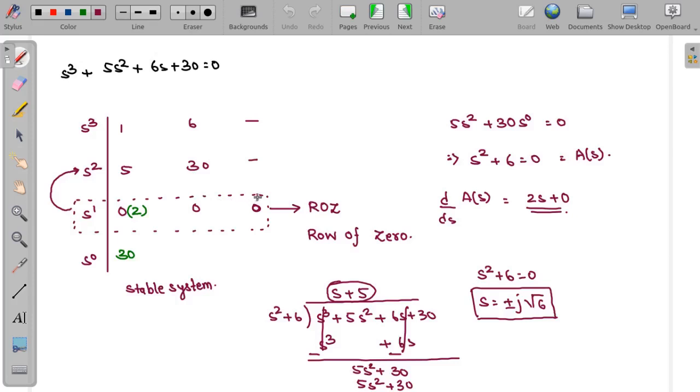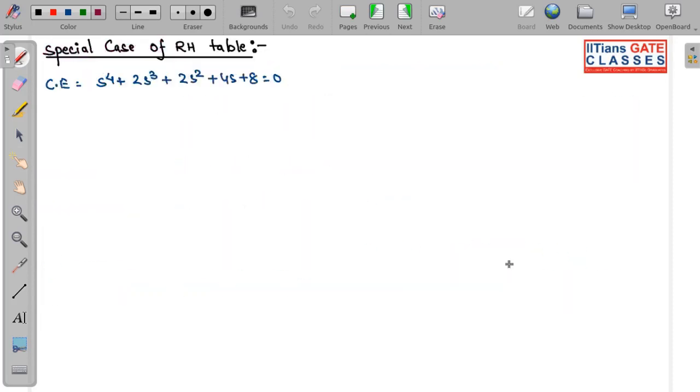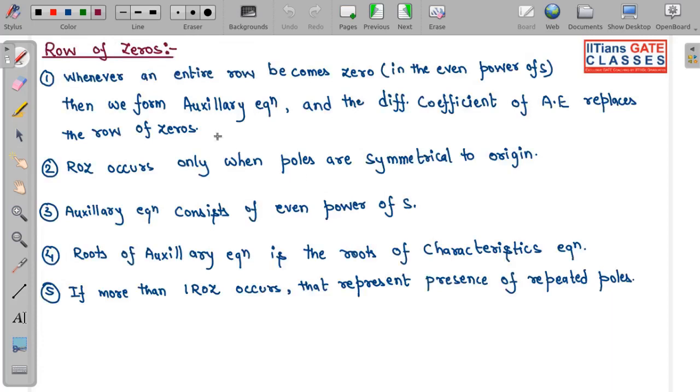So over here you can see row of 0 is indicating that your system is marginally stable also. Okay, it is indicating that your system is marginally stable, but don't conclude that whenever we get a row of 0 your system will be marginally stable, because in a moment I am going to show you other possibilities of pole-zero plots when you have a row of 0. So you can see what the properties of a row of 0 are. Whenever an entire row becomes 0, this always happens in the even power of s. Okay, row of 0 always happens in the even power of s.